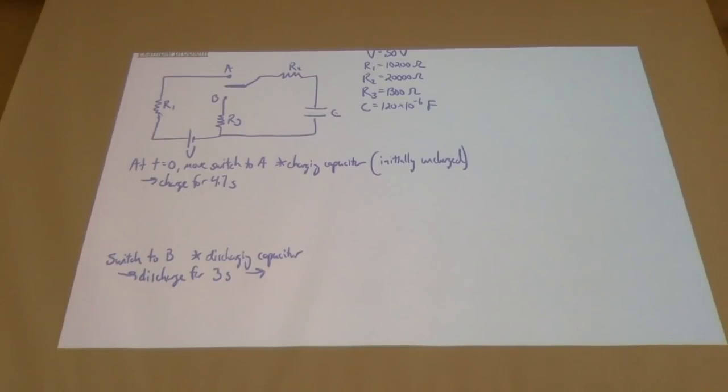And at this point, I want to find a few things. I'd like to find the voltage across the capacitor and the charge on the capacitor at this point in time. We're going to charge for 4.7 seconds, discharge for 3, and then at that point, I'd like to see exactly how much voltage there is across the capacitor and how much charge remains across the capacitor.